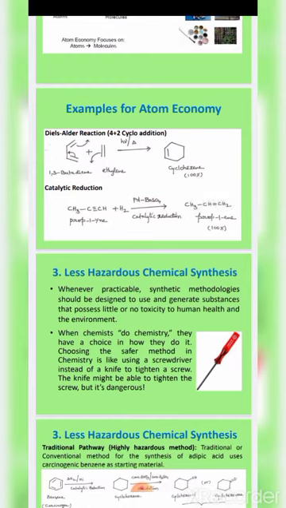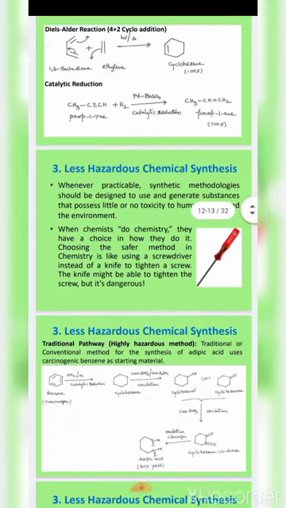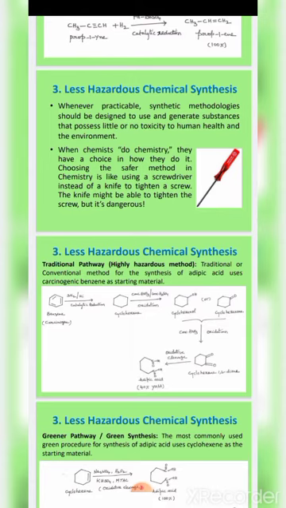Whenever practicable, synthetic methodologies should be designed to use and generate substances that possess little or no toxicity to human health and the environment. When chemists do chemistry, they have a choice in how they do it. Choosing the faster method in chemistry is like using a knife instead of a screwdriver to tighten a screw. The knife might be able to tighten the screw, but it's dangerous. And in less hazardous synthesis, we have to prepare some chemical.